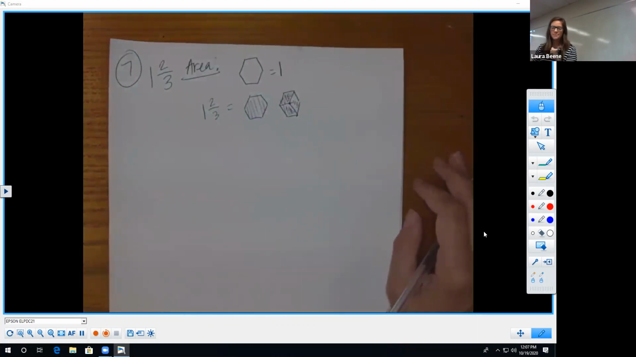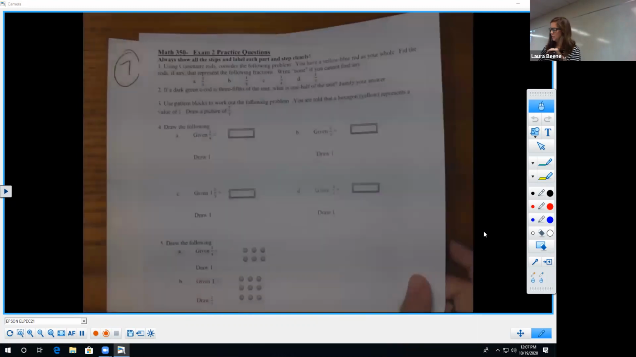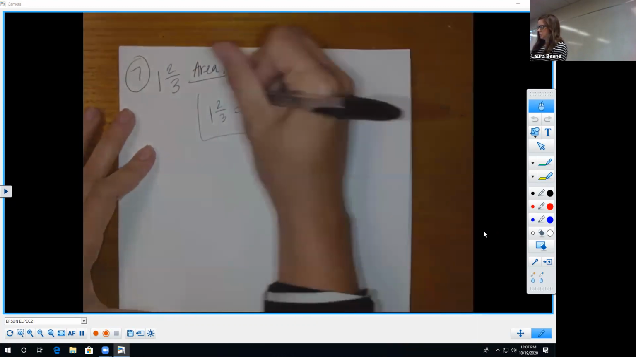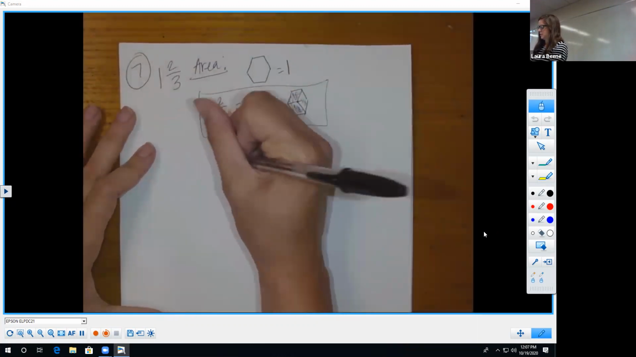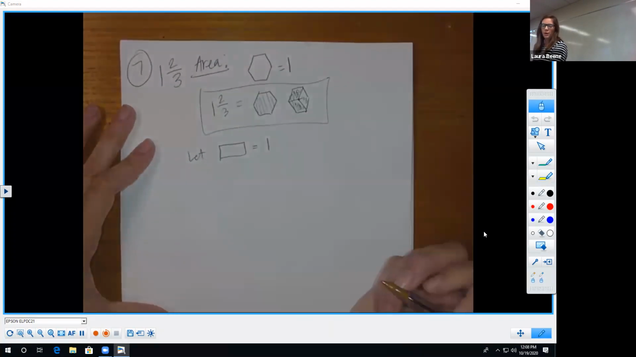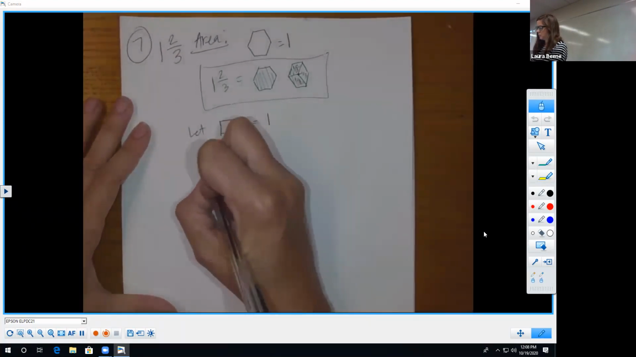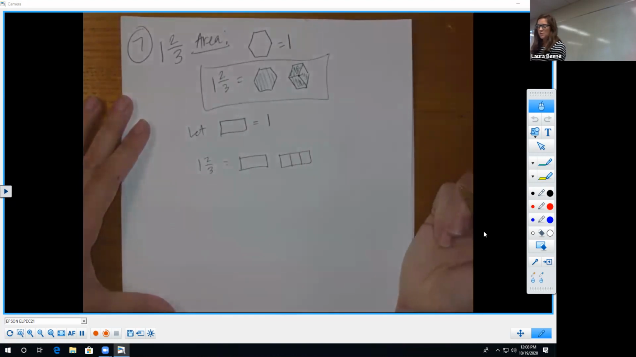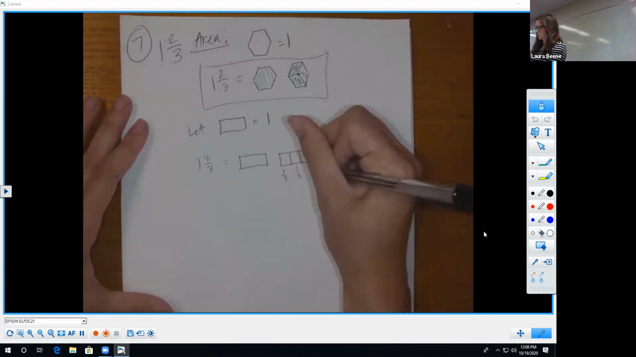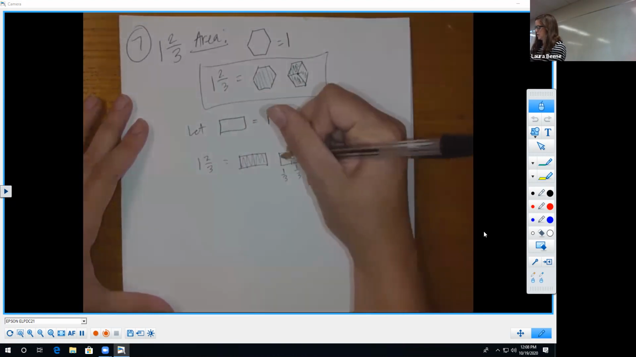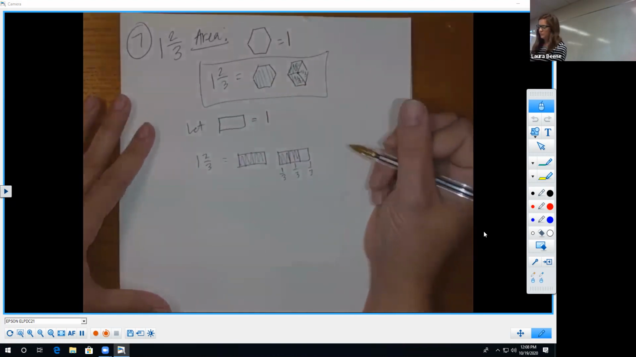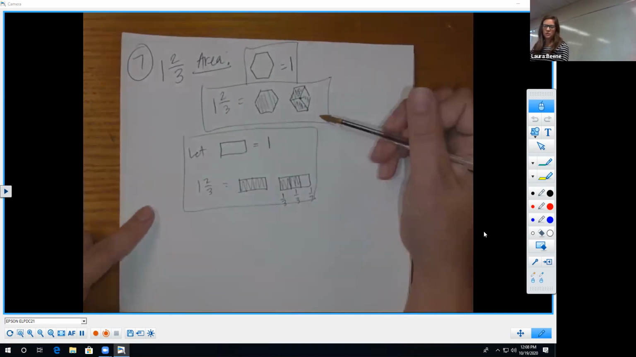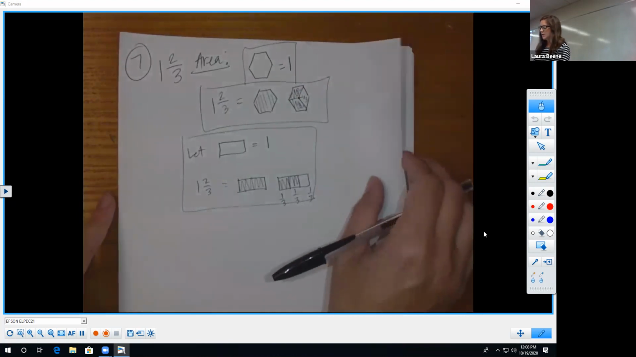You could also use rectangles to do the area model. If you were going to use the rectangles, this is one sufficient way to do it. The other way is, let's say that rectangle equals 1. So 1 and 2/3 would be 1 whole of those plus another one split into 3 parts. This is 1/3, this is 1/3, this is 1/3. So this would be the 1 and 2 of those, 1 and 2/3. Technically, you're supposed to show the whole part. So either one of those would be sufficient answers. So that's for the area model.